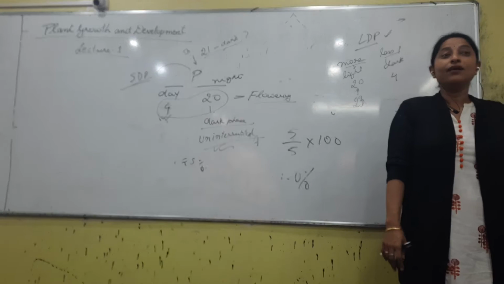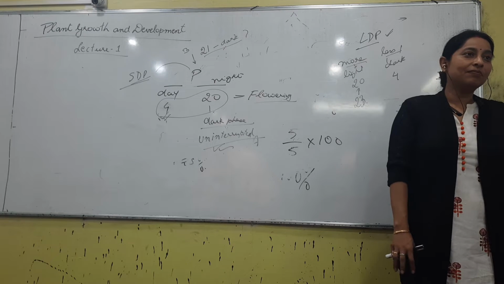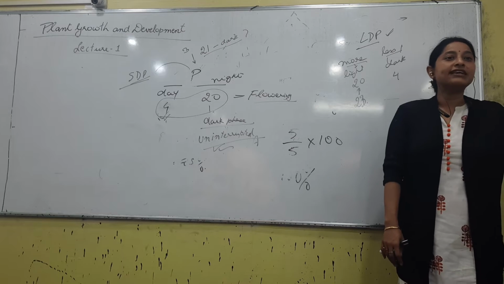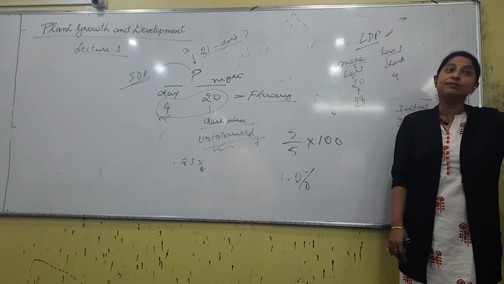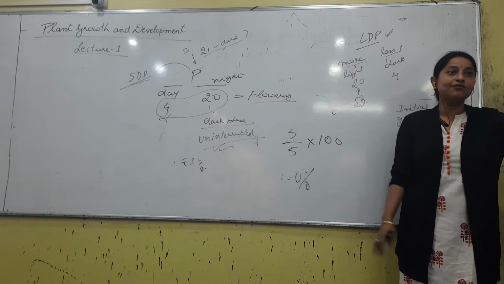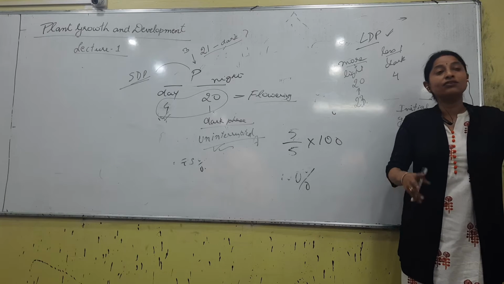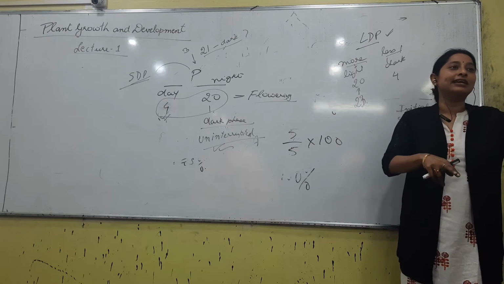It's a long day plant. Why is it a long day plant? Because the part of the spinach that we eat is not the flowers but the leaves. Photoperiodism is related not with the leaves, it's related with the flowering.